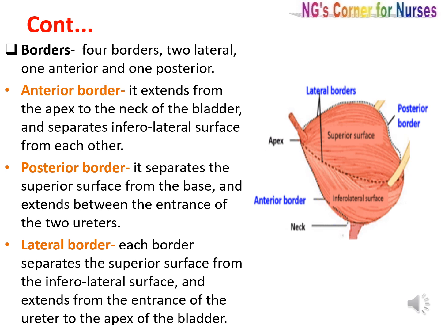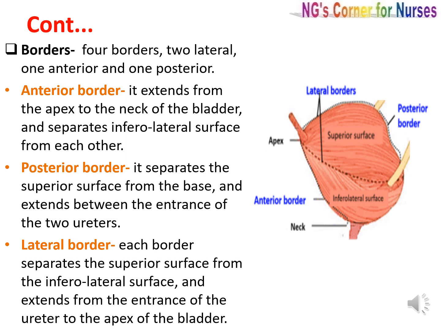Next, coming to the borders. So we can see in the pictures there are 4 borders in the urinary bladder: 2 lateral borders, 1 anterior border and 1 posterior border. First, let's see the anterior border. It extends from the apex to the neck of the bladder and separates the inferolateral surfaces from each other. Okay. Next is the posterior border.